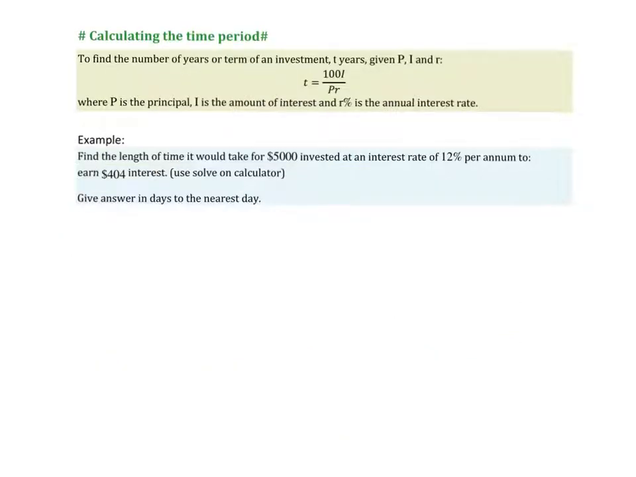Again, with this one, I think rather than use the formula, we're going to use solve in our calculator. So let's write down all the information that we know from the question so that we can calculate the time. So find the length of time. So T is what I'm looking for. It would take for $5,000, which is invested. So $5,000 is my principal at an interest rate of 12% per annum, to earn $404 in interest. So this time our interest is actually given to us. It is $404.